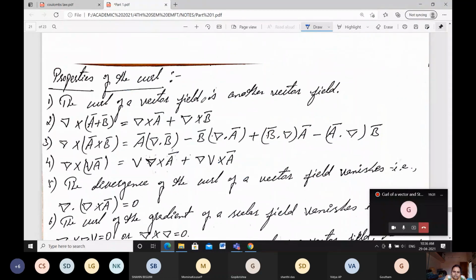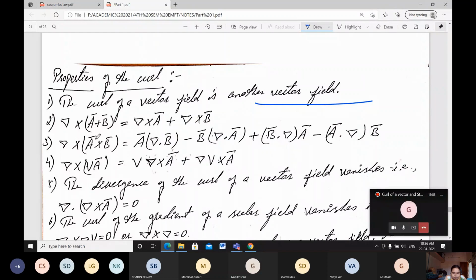The curl of a vector field is another vector field. This is one property. Then del cross (A plus B), for vectors A plus B: when I add the two, the curl of the sum is going to be the curl of vector A plus the curl of vector B.